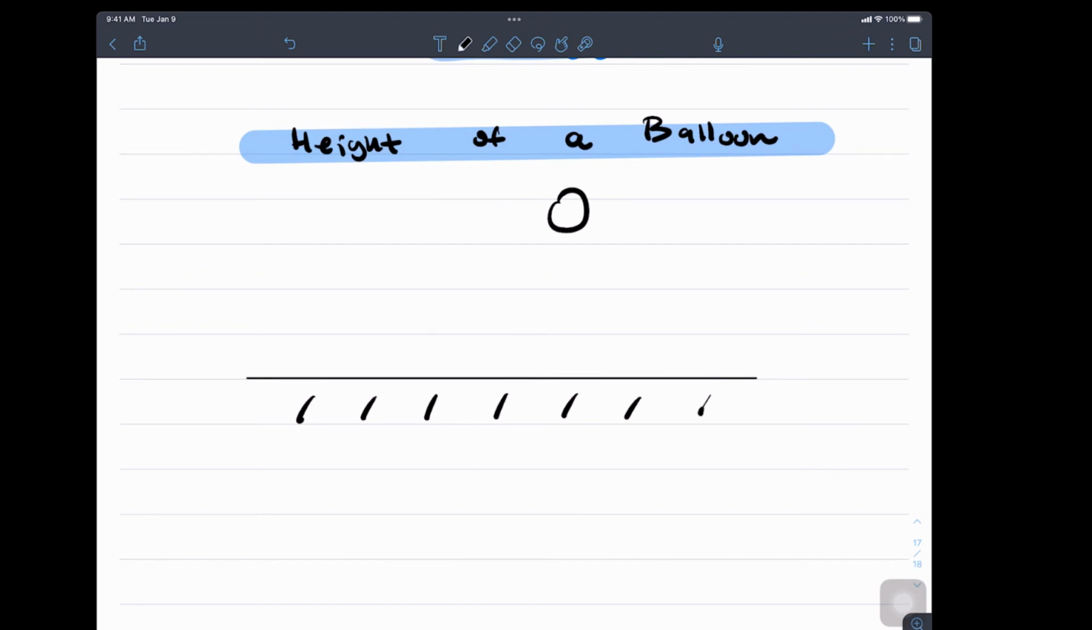And so what they're going to do now is give you something like this. They're going to say, okay, this measures 700 feet. Here's an angle, theta, and then you're going to have the height of the balloon. So this is going to be a perpendicular line. This is H. I'll move my balloon over.